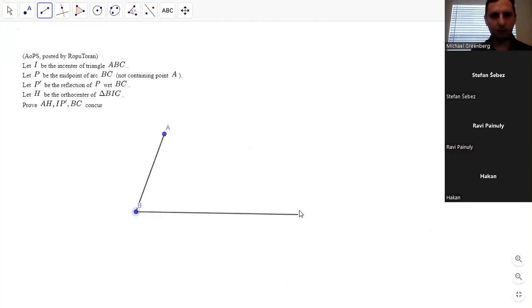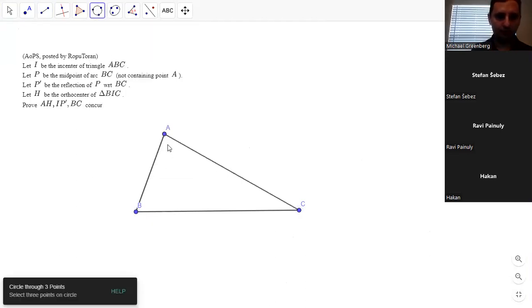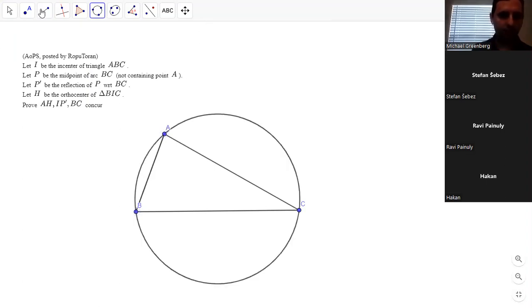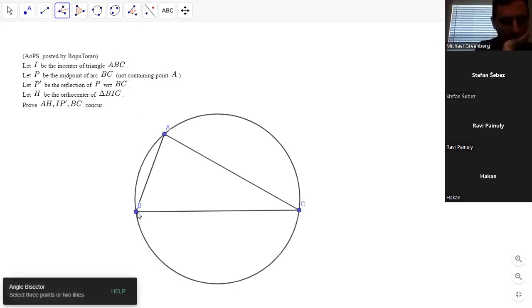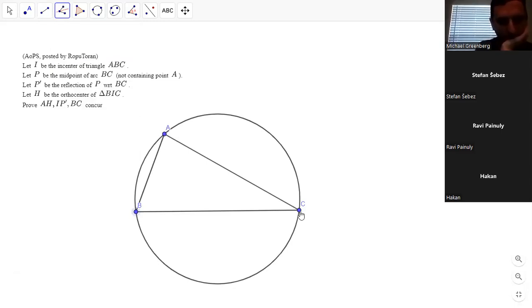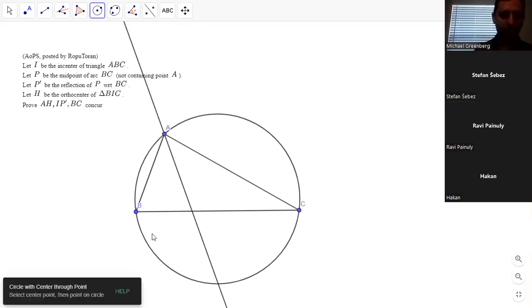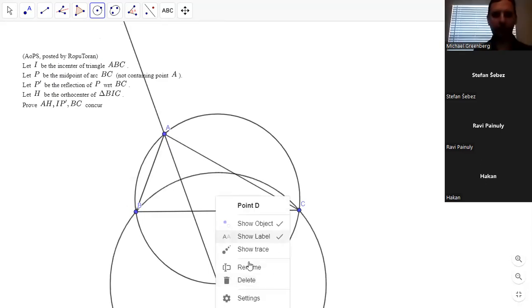And P is the midpoint of arc BC. So we could just use the incenter-excenter lemma. Should be easy enough. Yeah, these were a lot harder than I thought. So this should be P and that should be I.